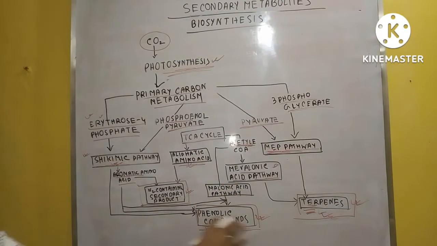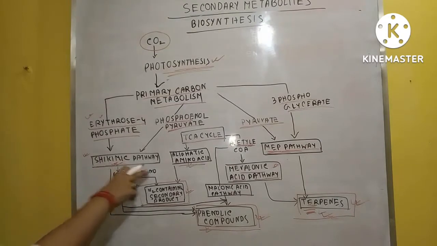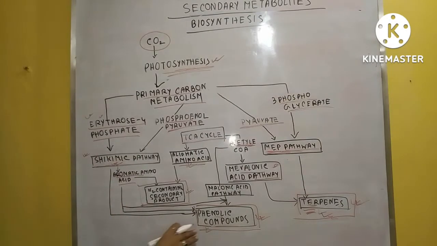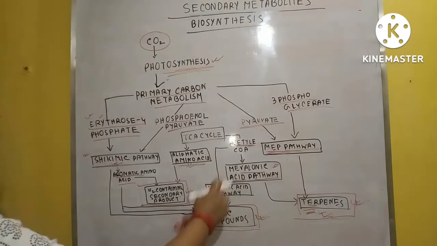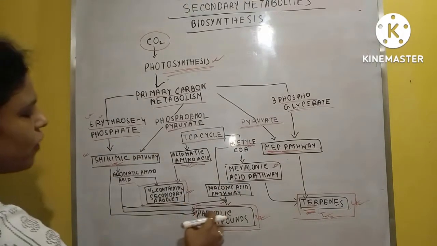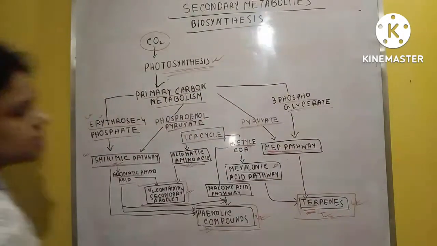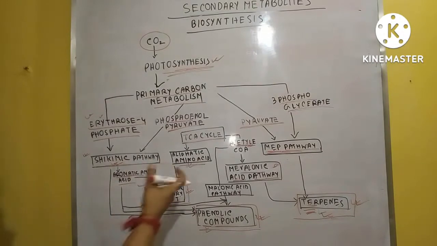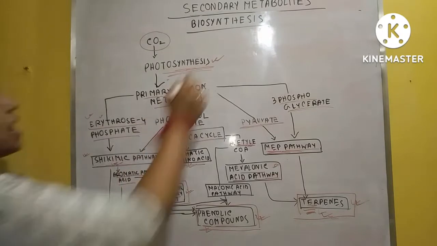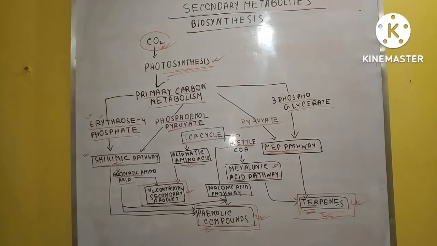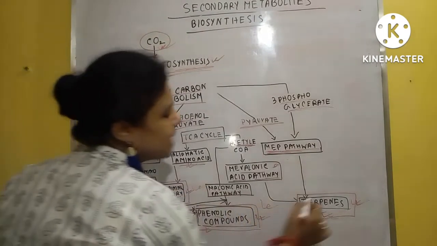So phenolic compounds are formed here, and the aromatic amino acid that is produced in the cyclic pathway has a role in the formation of the phenolic compounds, and obviously this is added to the malonic acid pathway processed product to form these phenolic compounds. Clear? So this is the total biosynthesis process, and I just briefly explained how the secondary metabolites are produced and what is the role of CO2 or photosynthesis in the formation of these metabolites.